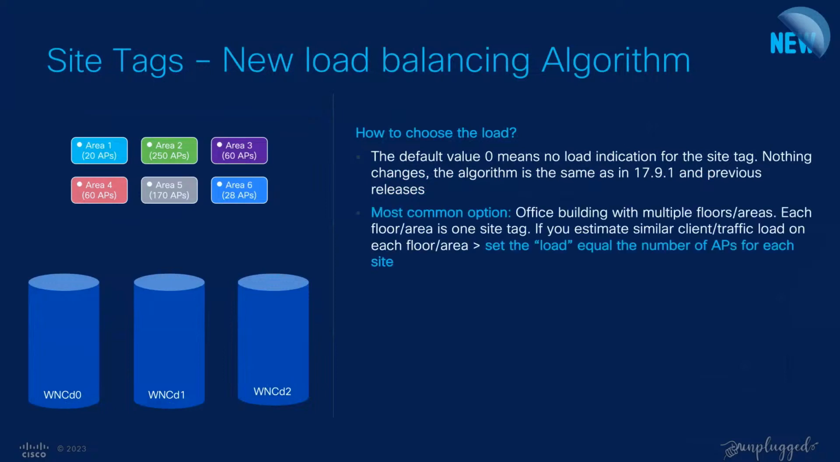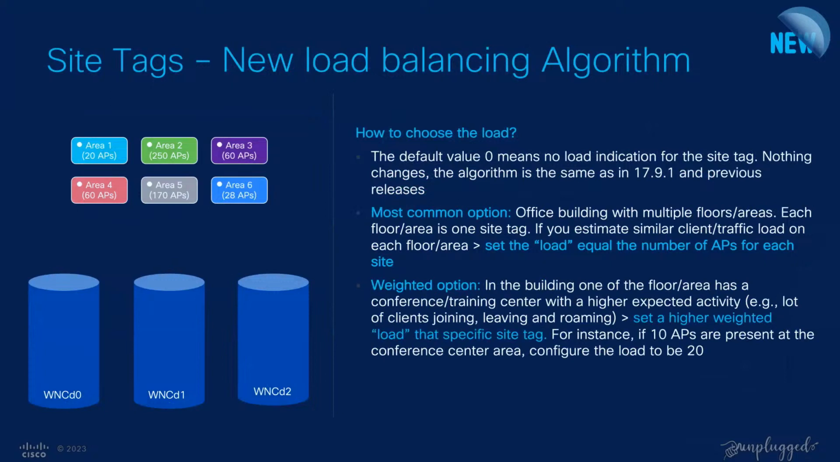But if we start to develop that and start using the load option, the most common use we're seeing right now is based upon office buildings or areas for large buildings. In this scenario, one floor or an entire building gets a site tag, and it'll get put into a WNCD process by itself. Most customers in that scenario set the load equal to the number of APs for each site. We also have the weighted option, and this really comes in handy in high density deployments where you have a large number of APs, and even a larger number of clients. The idea here is that we can tune it to balance out that process.